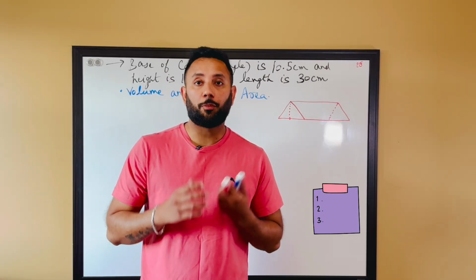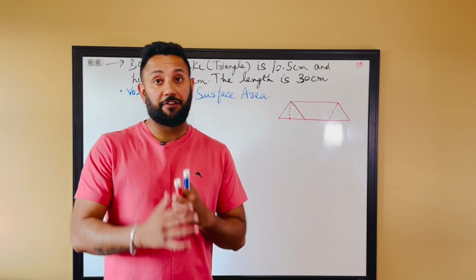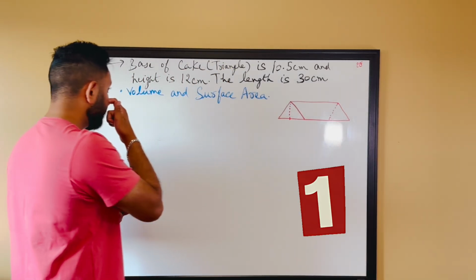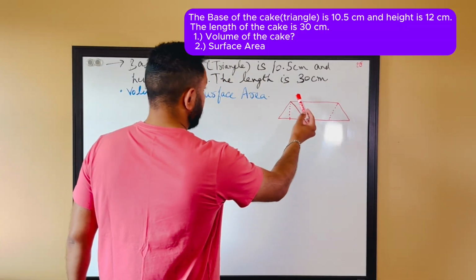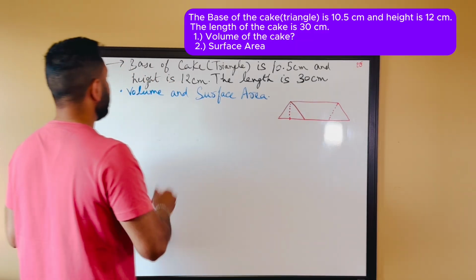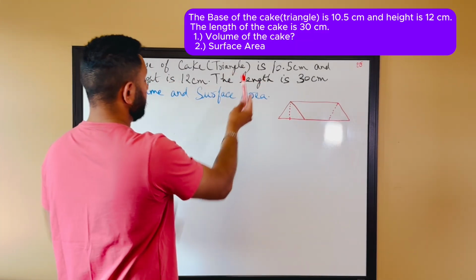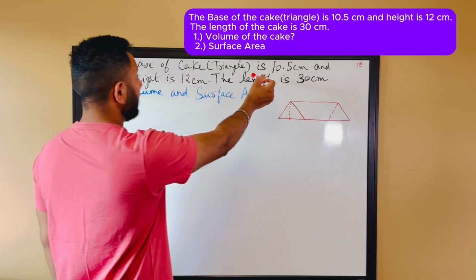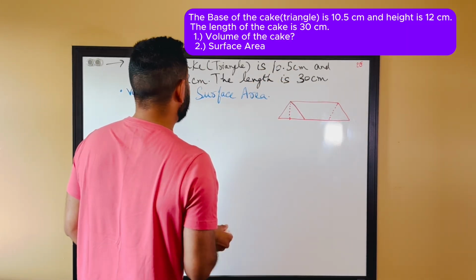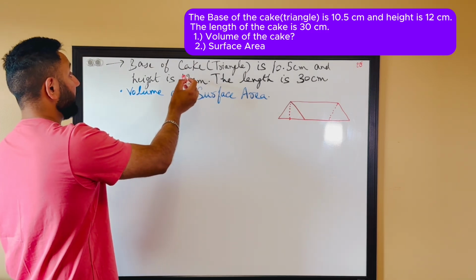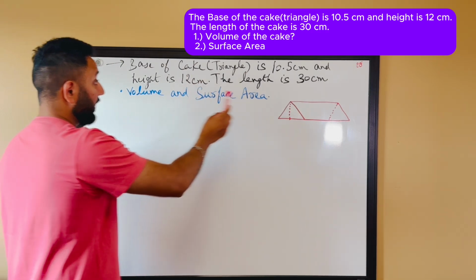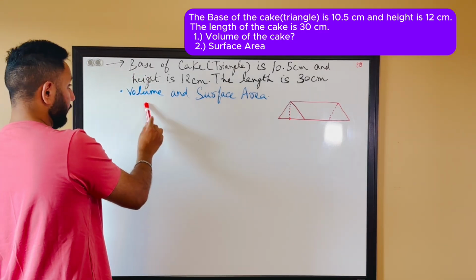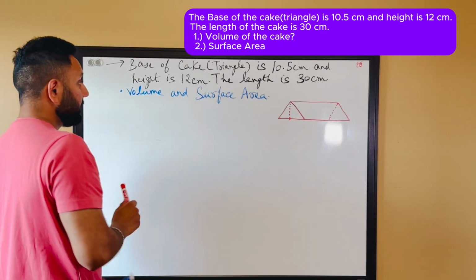So now we're gonna do a couple of examples because that way we can decipher the topic well. Our first example is a birthday cake, and the base of the cake is in the shape of a triangle. The base is 10.5 centimeter and the height is 12 centimeter, and the length of the cake is 30 centimeter, and we need to find out the volume and surface area.